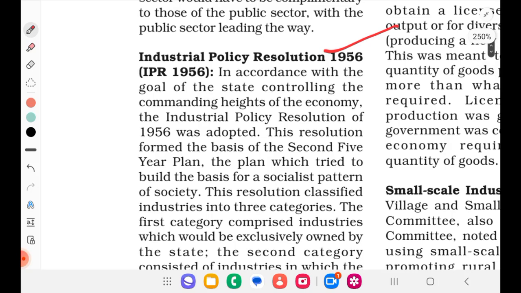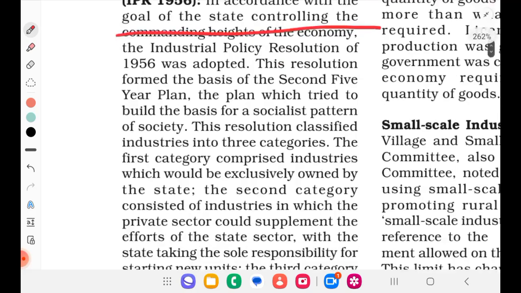In accordance with the goal of the state controlling the commanding heights of an economy, the Industrial Policy Resolution of 1956 was adopted. This resolution formed the basis of the second 5-year plan, the plan which tried to build the basis for a socialist pattern of society. This resolution classified industries into 3 categories.